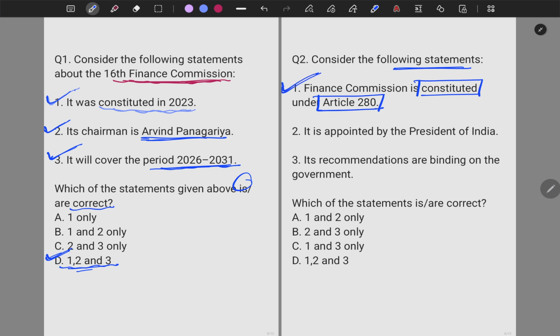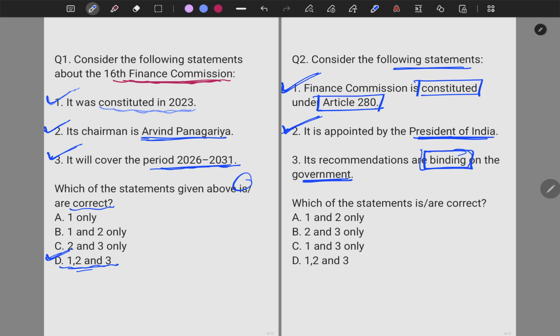The second statement says it's appointed by the President of India. Yes, the statement is correct, as we just saw from the discussion. The third statement says its recommendations are binding on the government. No, we saw it is not binding.